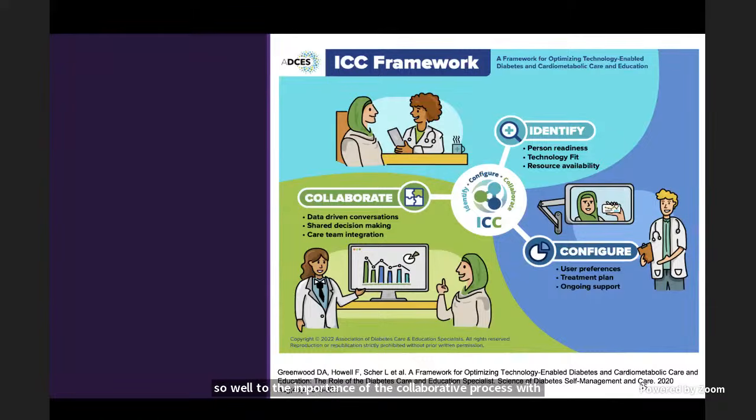The framework begins with Identify, where the dietitian assesses needs and goals to determine the right technology for the person at the specific time in their healthcare journey. Next is Configure. This is the point where the dietitian configures the technology to the individual according to their preferences and treatment plan, right? As we all know, individualized care. The last step is Collaborate, which emphasizes a shared decision-making approach to develop goals with the person and support ongoing use of the technology.